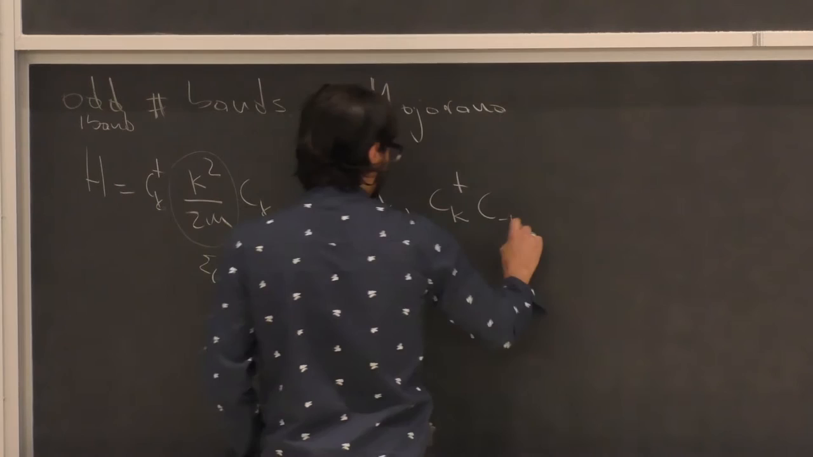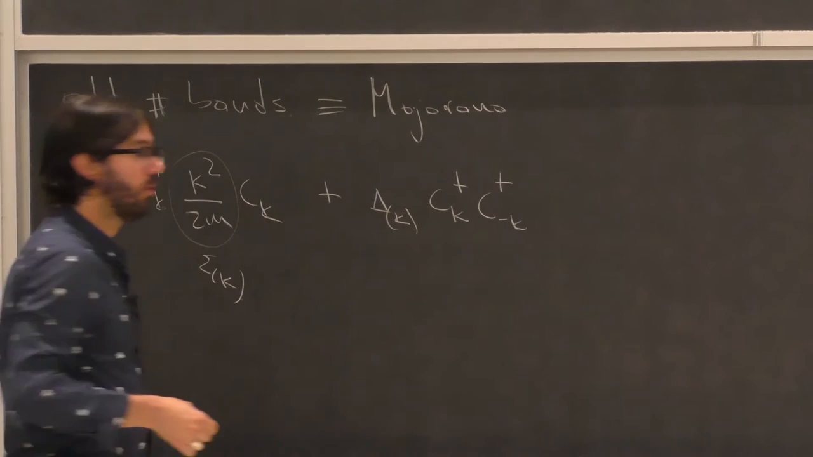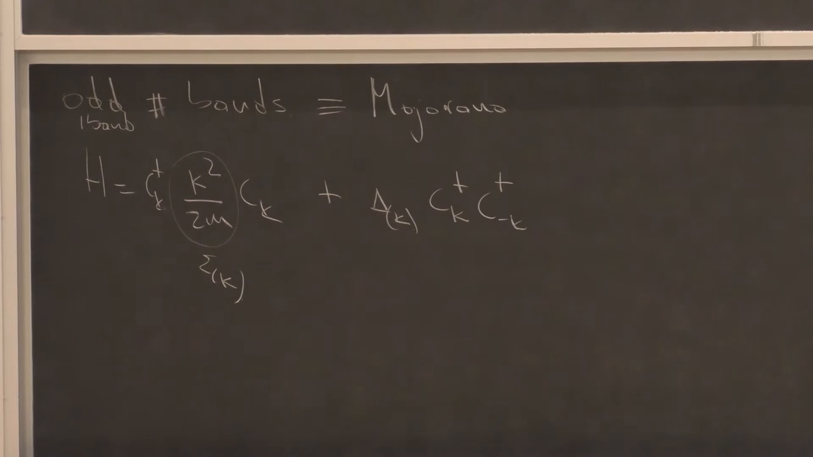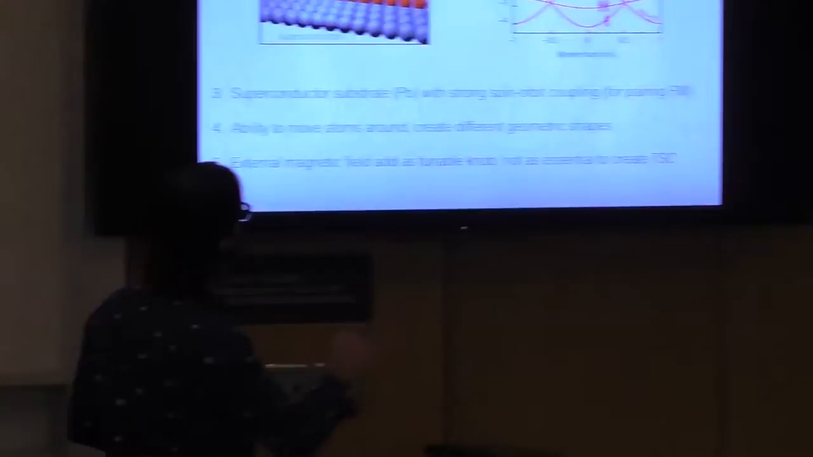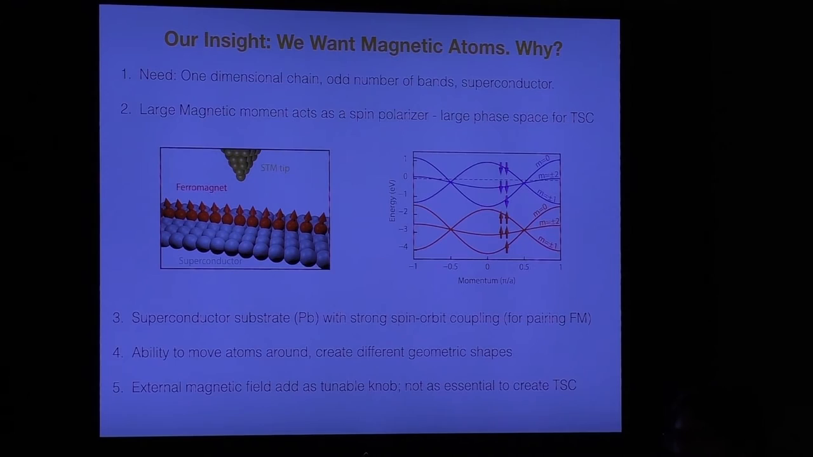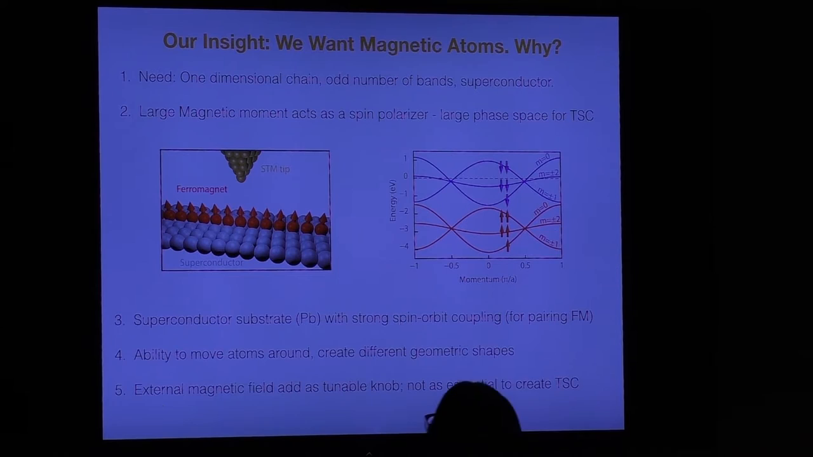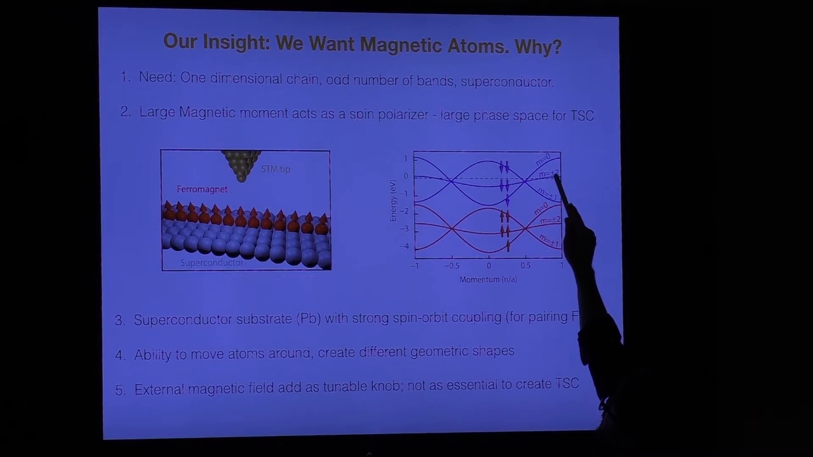Can somebody tell me what this... yes? Sorry, are there six bands in that picture? Each of these is doubly degenerate. These are plus minus 2, these are plus minus 1. These are doubly degenerate. This is the only one that's singly degenerate.